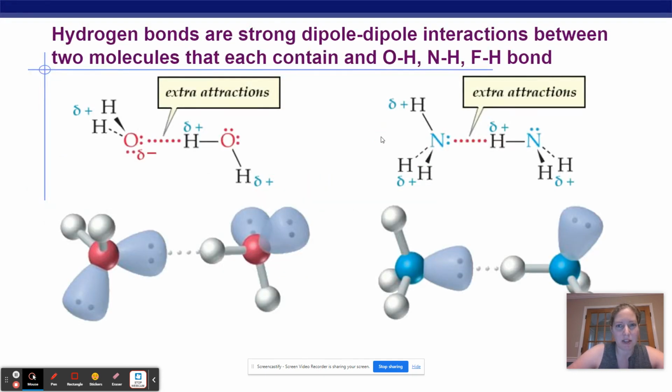Hydrogen bonds are just a special case of these dipole-dipole interactions. They're really strong dipole-dipole interactions. In order to form these hydrogen bonds, you have to have two molecules that contain an OH, an NH, or an FH bond. Oxygen, nitrogen, and fluorine are the three most electronegative elements on the periodic table. And so when they're bonded with hydrogen, they're going to be very, very polar. And so they're just going to have an extra strong dipole and an extra strong dipole-dipole interaction. We call those hydrogen bonds. So the hydrogen will always be partially positive and it will always attract to that negative oxygen, nitrogen, or fluorine end of another molecule.